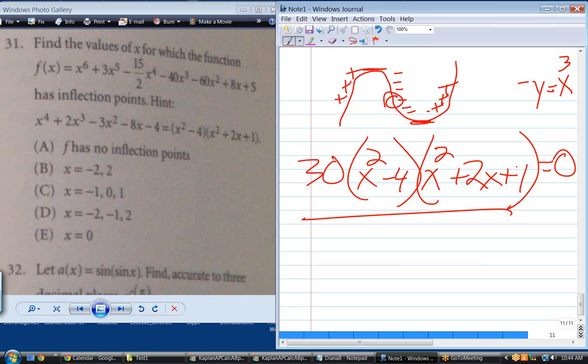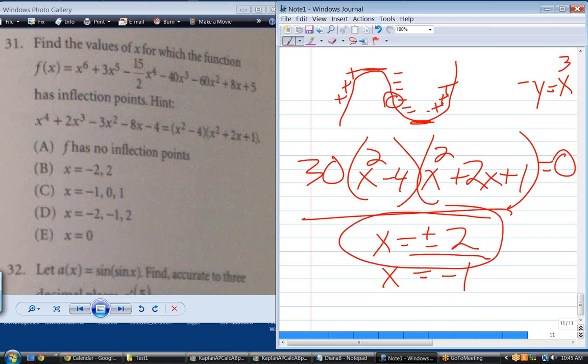And of course, where is this equal to 0? It's when x is plus or minus 2, or when x is minus 1. So we have 3 possible inflection points. And if you go through each one and check to the left and the right, both of these pass the second derivative test. This one fails it. So these are our only 2 inflection points. Okay?